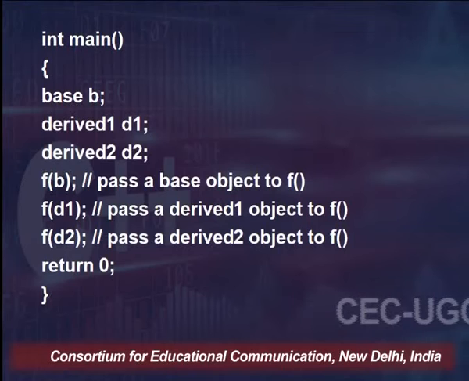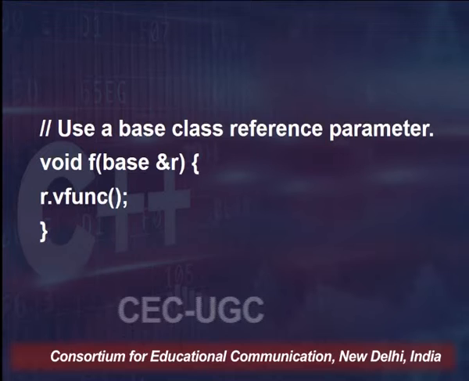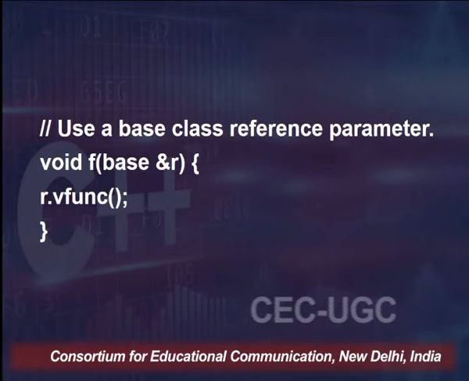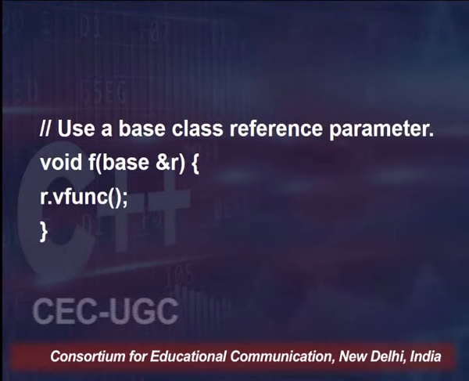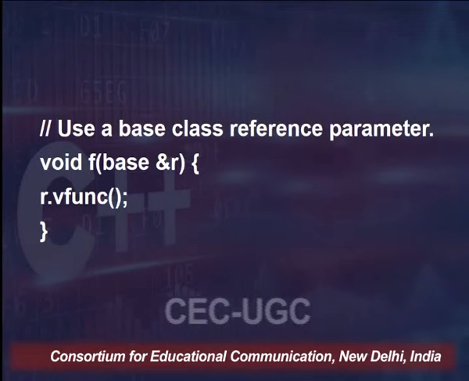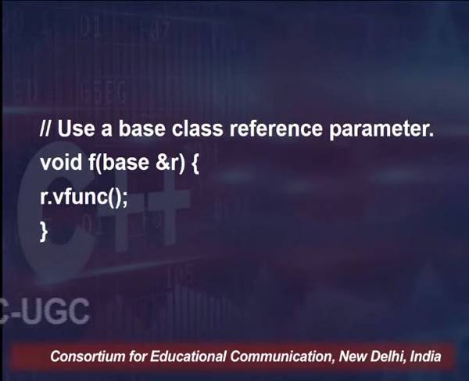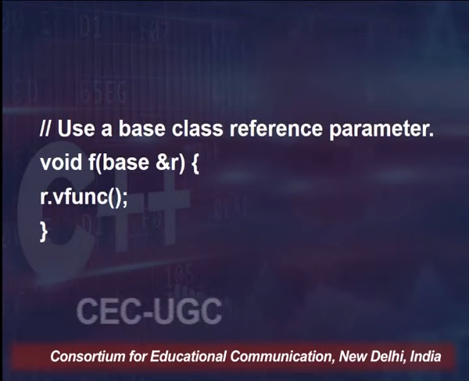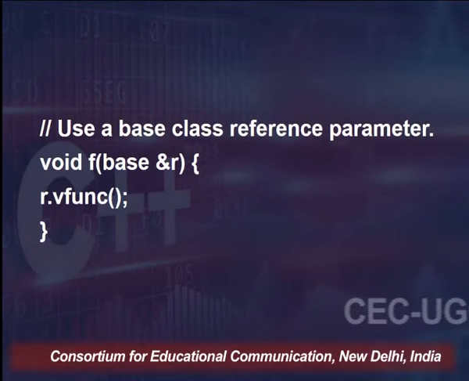Now this f of D1 call will be resolved by using this particular statement, void f, and within the base reference the actual parameter which will work is D1. So with D1 that vfunc will be called, that means the derived one version of the vfunc will be called, which says this is derived one's vfunc, as we have written in the cout statement.